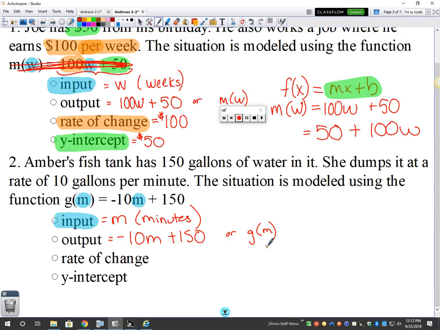Okay. The rate of change. Rate, 10 gallons per minute. Now I see the 10, but it has a negative in front of it. It has a negative in front of it because she's dumping it. The water's going out. There's going to be less and less water in it as time goes by. Okay? The y-intercept: how much did the tank have to start with in it? It had 150 gallons to start with.